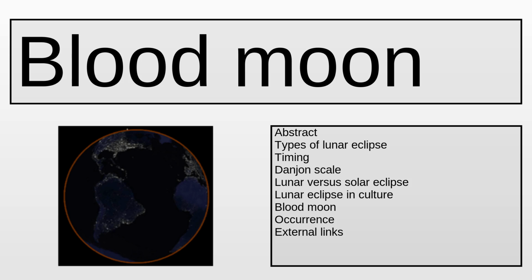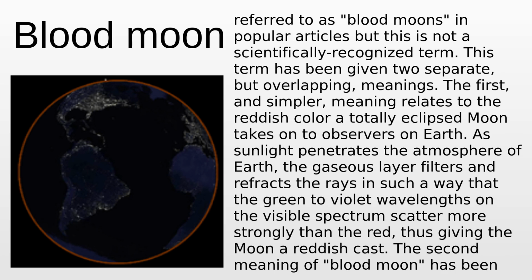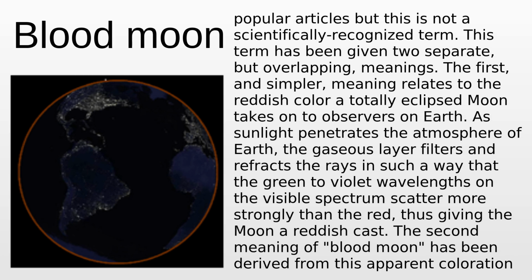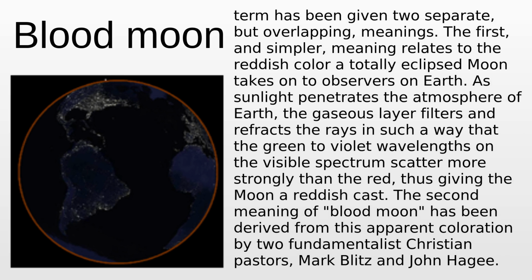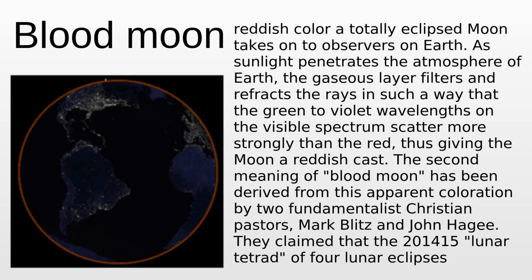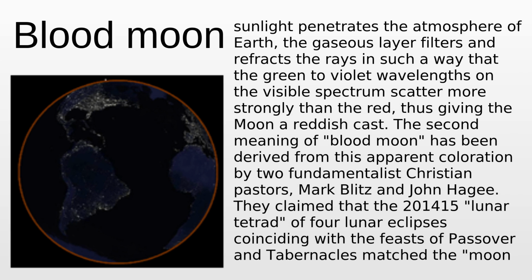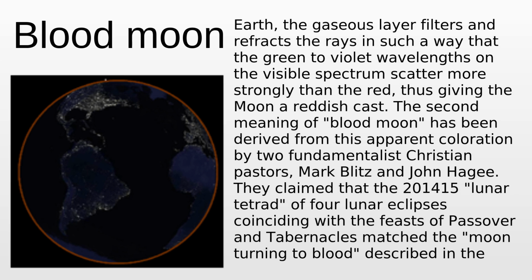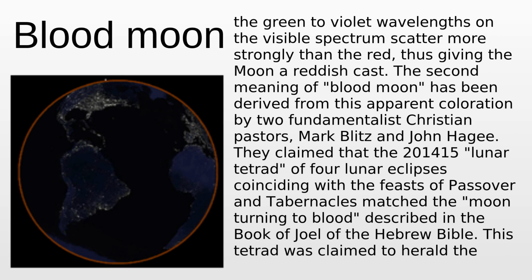Blood moon. Certain lunar eclipses have been referred to as blood moons in popular articles, but this is not a scientifically recognized term. This term has been given two separate, but overlapping, meanings. The first and simpler meaning relates to the reddish color a totally eclipsed moon takes on to observers on Earth. As sunlight penetrates the atmosphere of Earth, the gaseous layer filters and refracts the rays in such a way that the green to violet wavelengths on the visible spectrum scatter more strongly than the red, thus giving the moon a reddish cast.